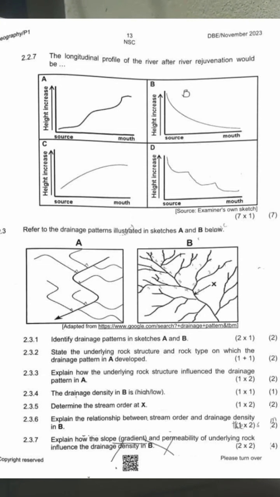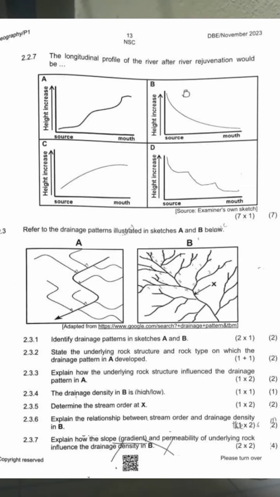So with A, remember we have a height increase on the y-axis and of course the profile on the x-axis. Now the source, looking at A, suggests that the source has the lowest height and the mouth has the highest height. Okay, is that possible? Is that true? So that is incorrect, of course.